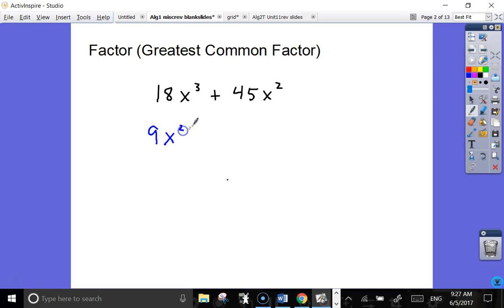Okay. Now, what would be left if I took 9x squared away from the 18x to the third? 2x, right? Because 9 times 2 is 18, x squared times x is x to the third. Okay, what's left if I take 9x squared from 45x? Plus 5. Right, that's greatest common factor factoring. So there'd be 3 like that. Okay.